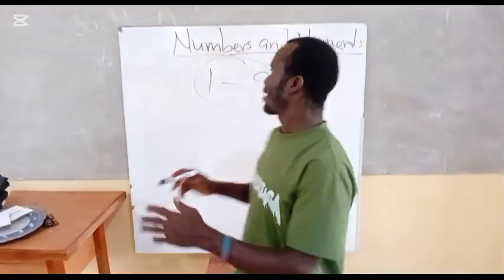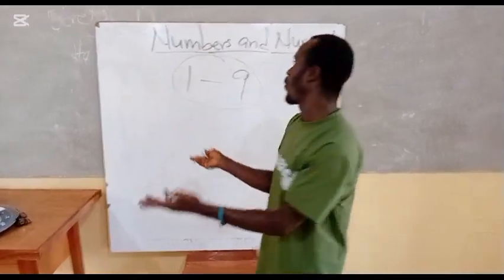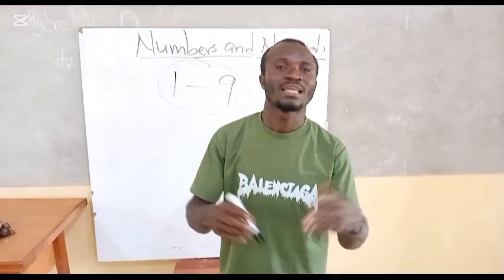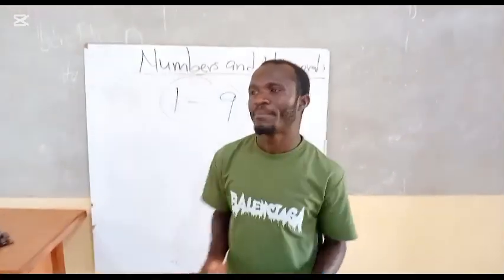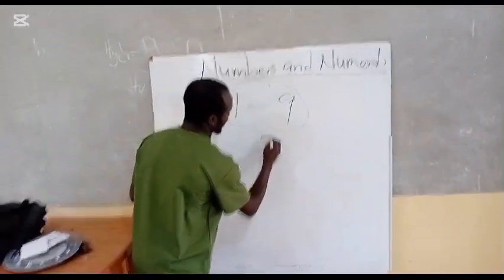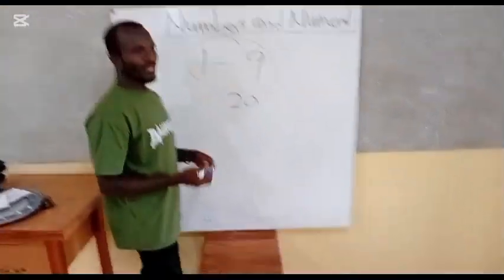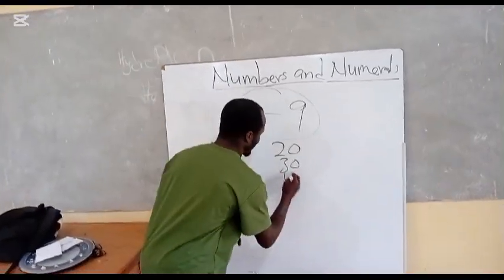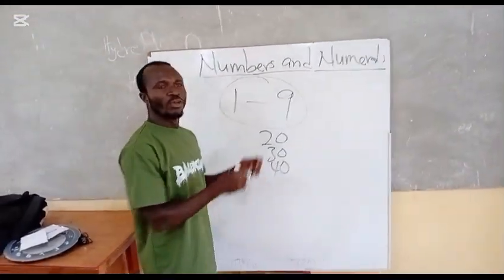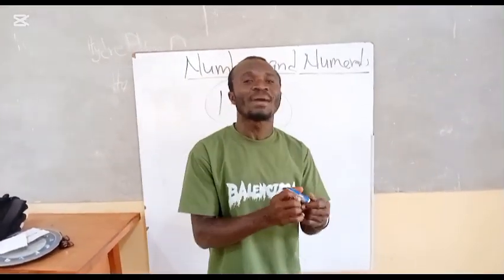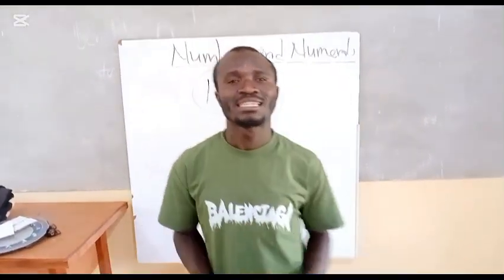So now that we know that our numbers are built from 1 to 9, let's get into number writing, how to write numbers. Okay, let's write numbers. Already, I hope you know that you can write 20 like this, and you can write 30, you can write 40. So if you can write these ones, now let's look at their number names. Let's look at how to write number names.